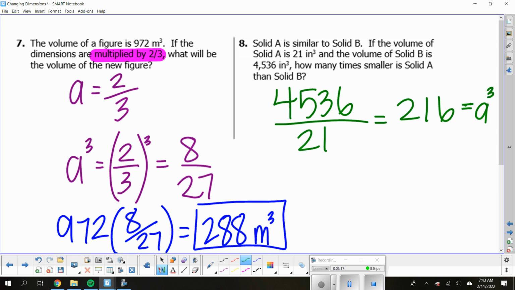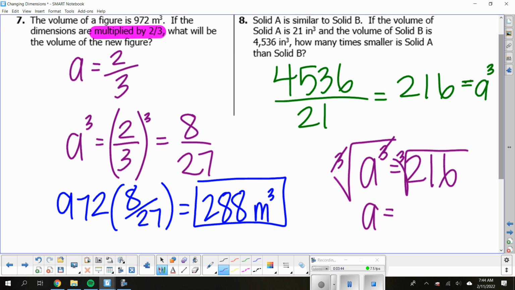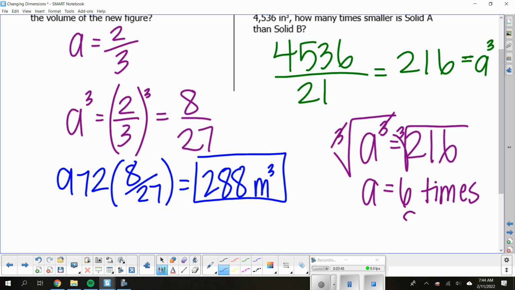So if I want to find just what I did, I just want to find my A value, I need to get it alone. So to get A to the third alone, I have to take something called the cube root. So when it's squared, we take the square root, and when it's to the third power, we take the cube root. And those will cancel out. So I'm left with A. And the cube root of 216 is actually 6. And it said it's getting smaller, so 6 times smaller.